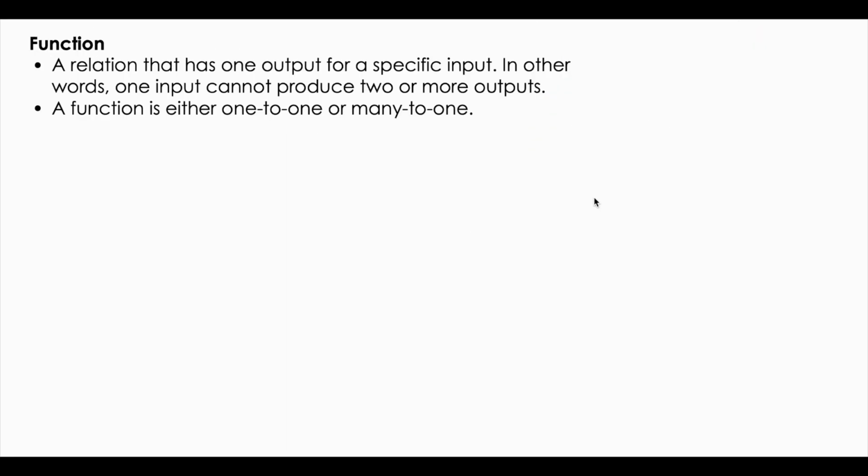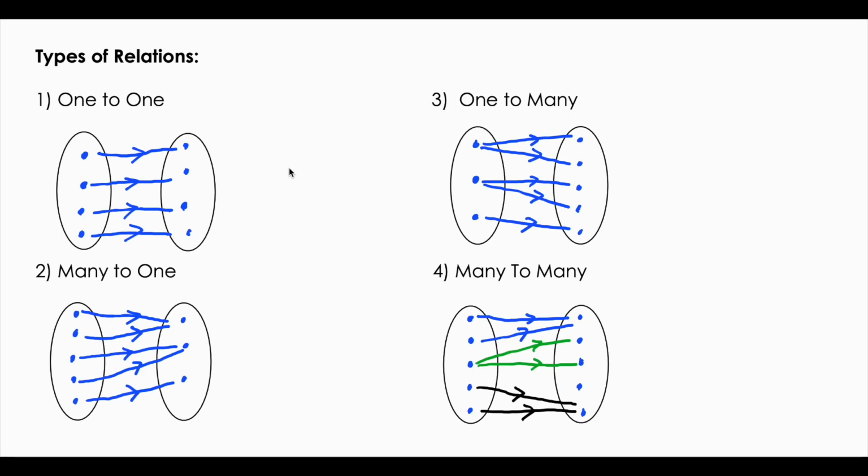Alright, so as it relates to functions, a function has one output for a specific input. Okay, so in other words, one input cannot produce 2 or more outputs. So as a result of that, a function is either one-to-one or many-to-one. So we have here the types of relations: one-to-one, many-to-one, one-to-many, many-to-many. Out of these, 2 here are the ones that represent functions. All right, so these here are functions, one-to-one or many-to-one.